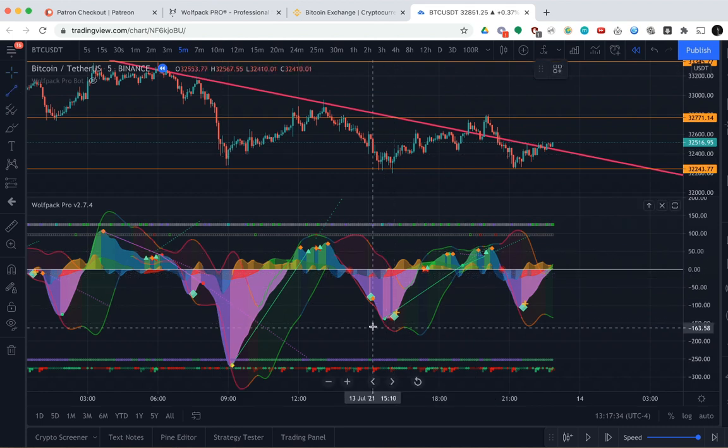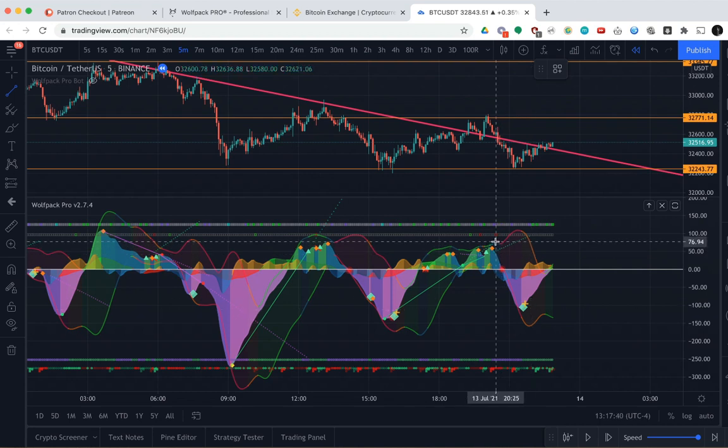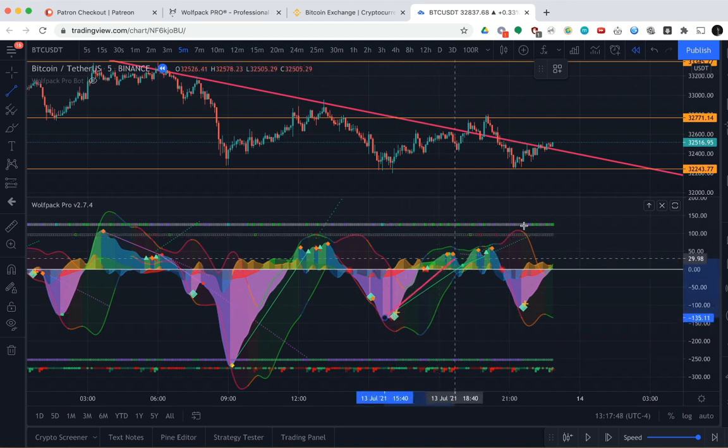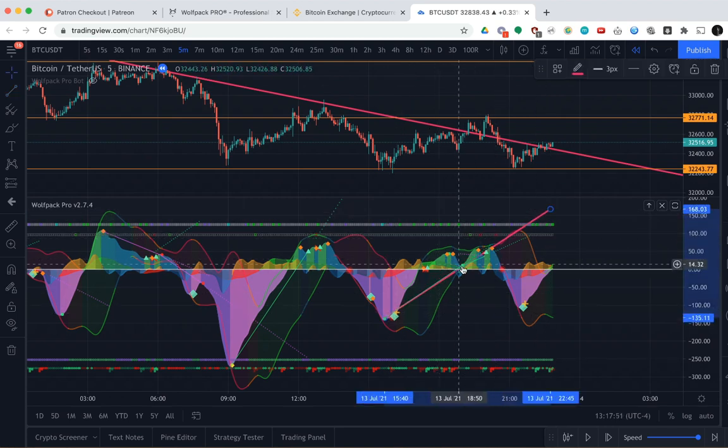Wolfpack Pro automatically draws trend lines in. Here we can see that we've broken down on the 5-minute chart. This is our trend line support and resistance. We've broken down, with these red squares indicating that this trend line was broken. We crossed below it, and then it drew a second one in, and we also crossed down below that one.